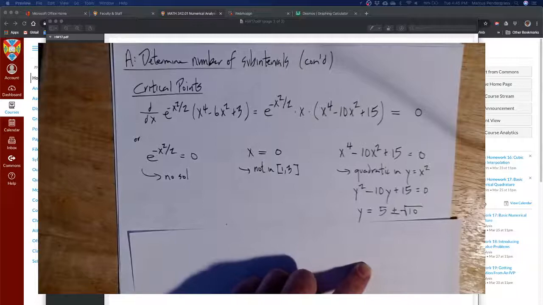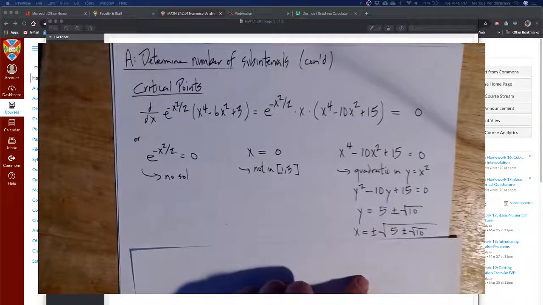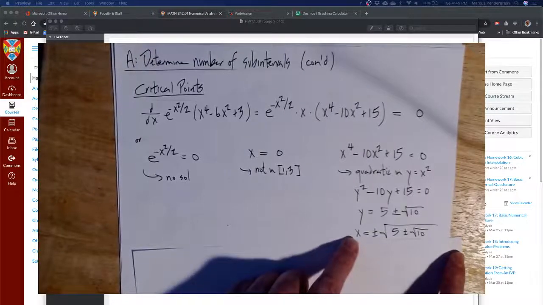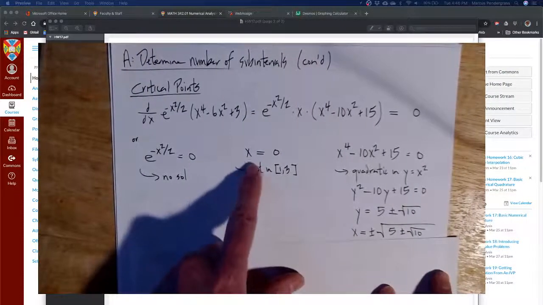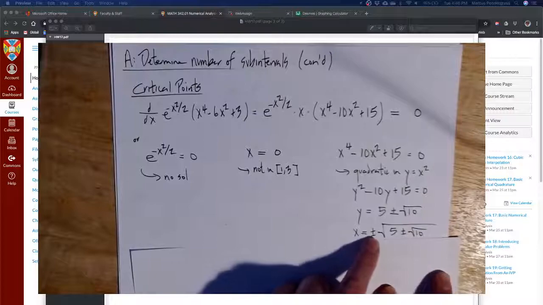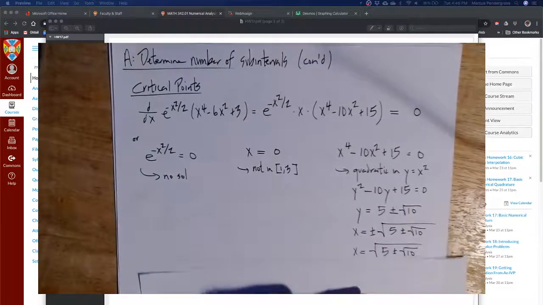And then once you got the solution for y, x is, of course, just plus or minus the square root of y, and so we get these as possible critical points for our function. But then again, we throw out anything that's not in the interval from 1 to 3, and so that would throw away the minus sign there.